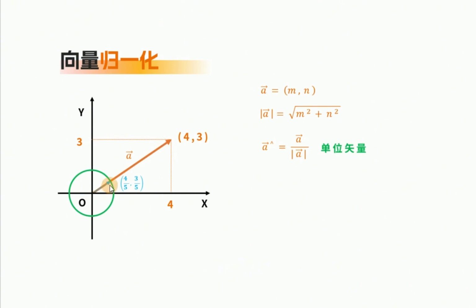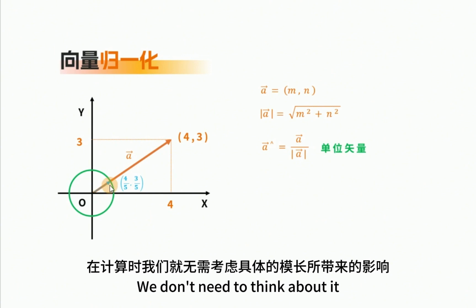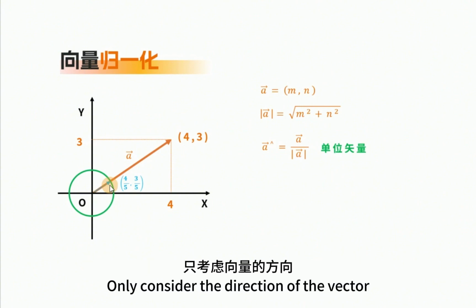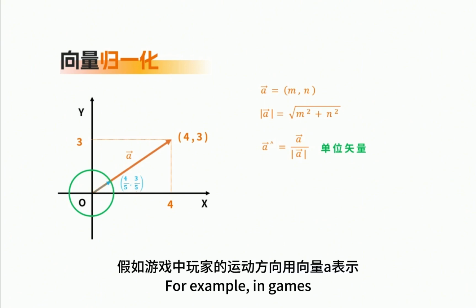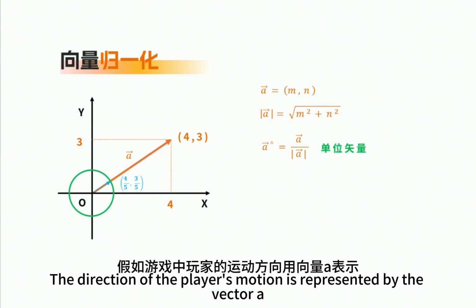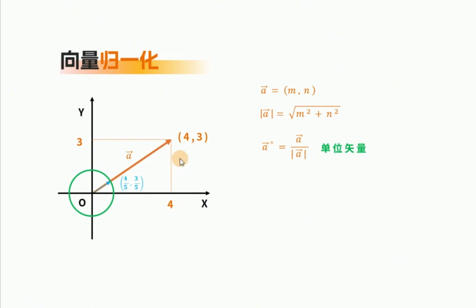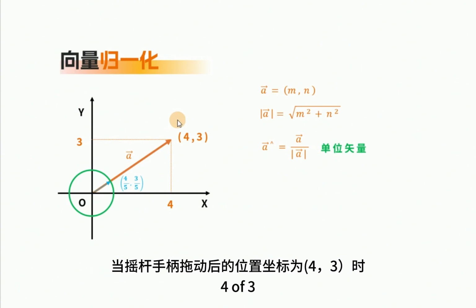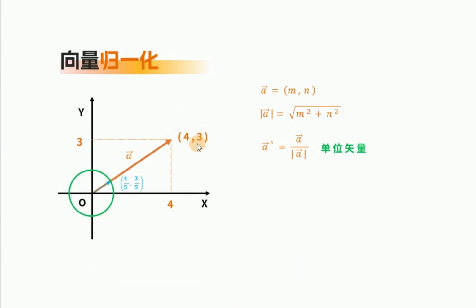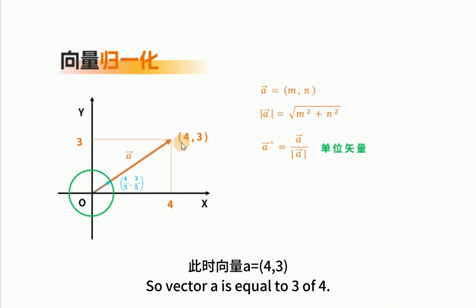After normalization, during the calculation, we don't need to think about the impact of the specific modulus length. We only consider the direction of the vector. For example, in games, the direction of the player's motion is represented by the vector A. The position coordinates when the joystick handle is dragged are 4, 3, so vector A is equal to (4, 3).